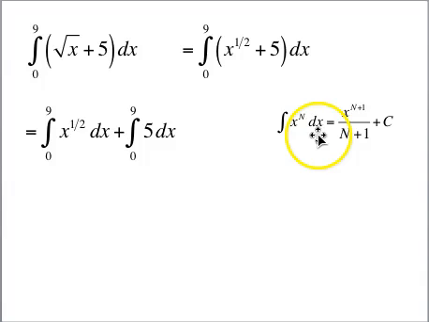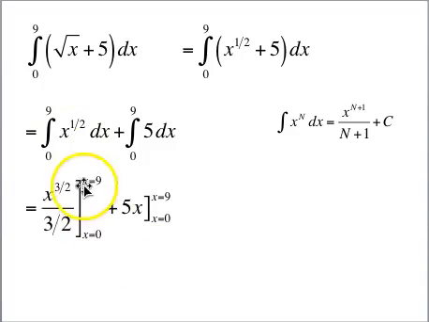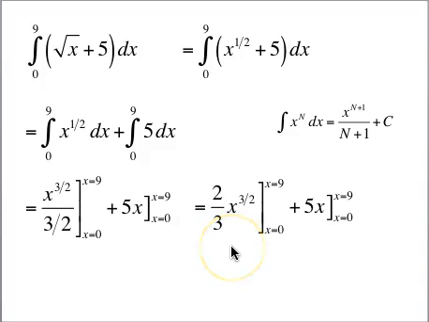What is that power rule? The antiderivative of x to the n is x to the n plus 1 over n plus 1. So 1/2 plus 1 would be x to the 3/2 over 3/2. And we're evaluating that as x goes from 0 to 9. The antiderivative of 5, a function whose derivative is 5, of course, is 5x. We've got to plug 9 and 0 in and subtract, but let's clean this up a little bit. Dividing a fraction by 3/2 is the same as multiplying it by 2/3.